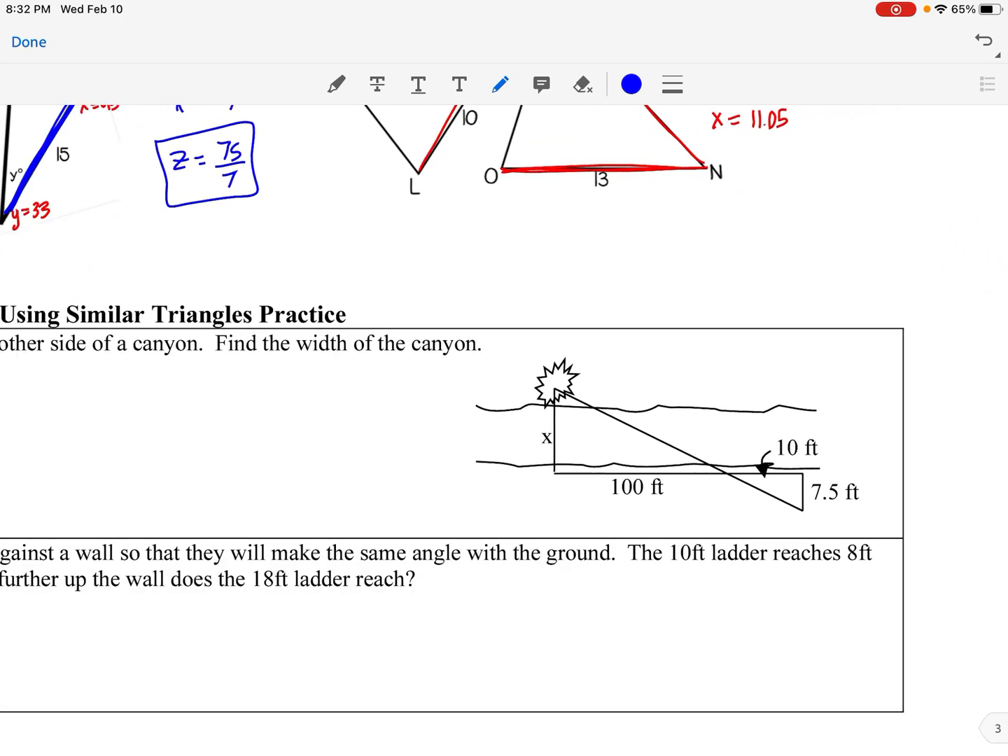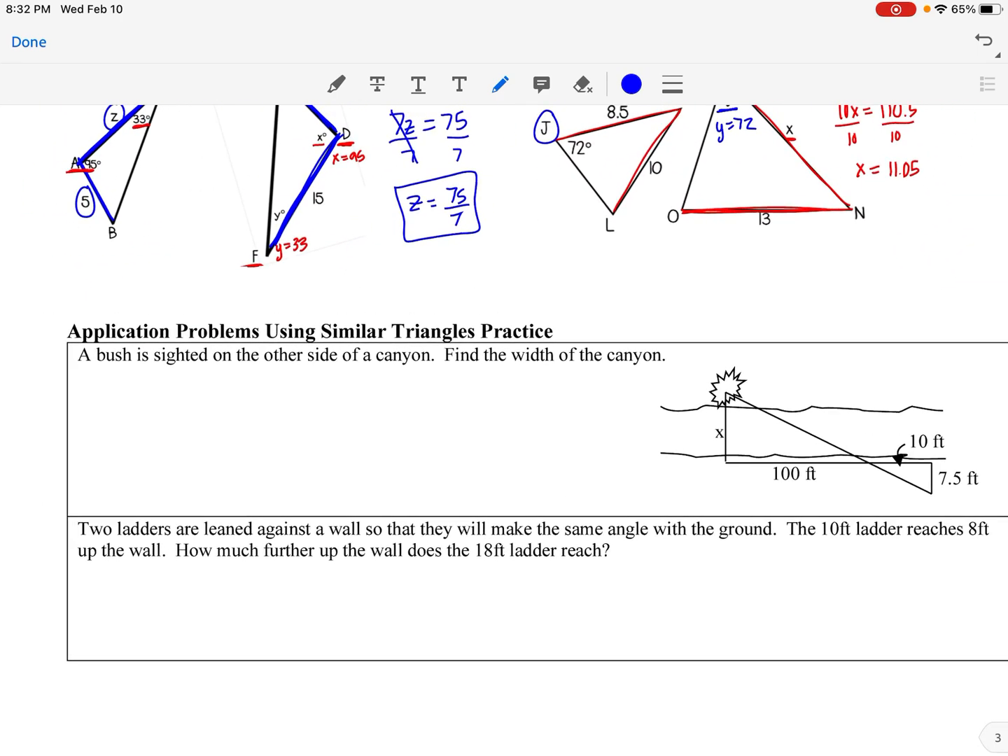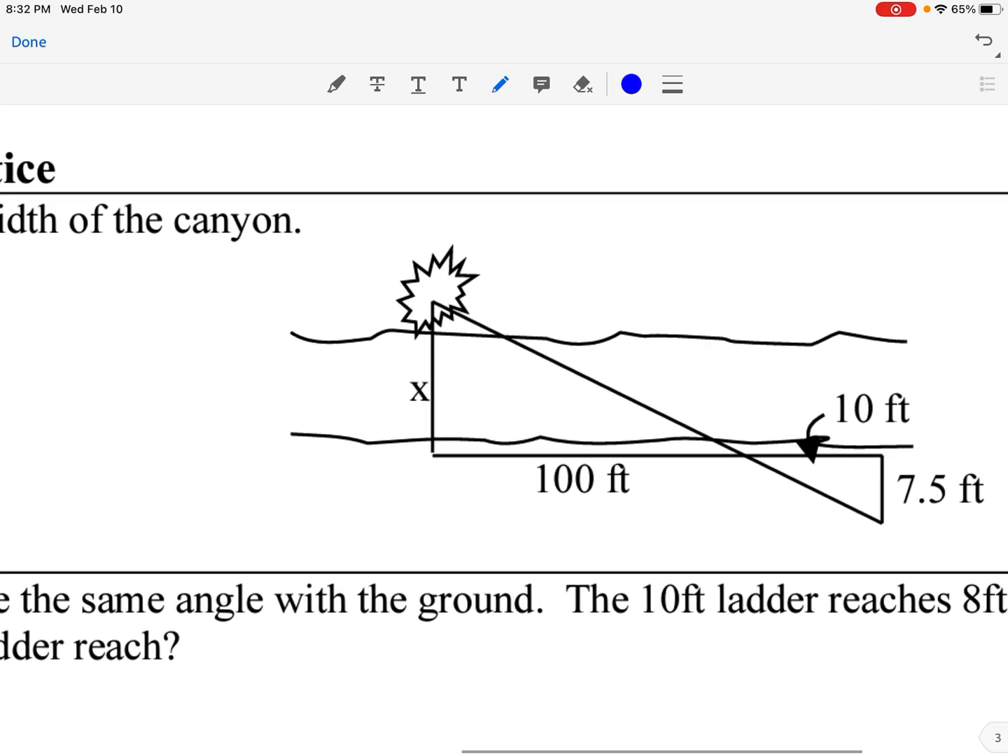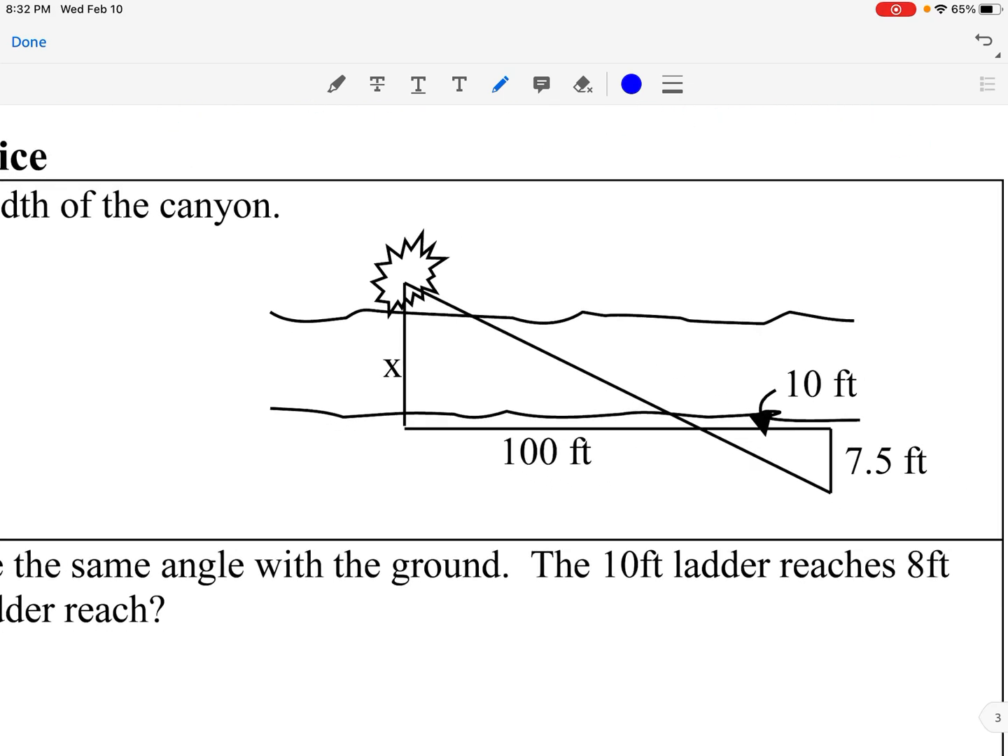And we're going to do basically the same thing with these triangles down here. It's just going to be word problems. And this one has a picture for us already, but we're trying to find the width of a canyon. This is a canyon here. And this is a bush that's on the other side of the canyon. So we're going to see if we can use our measurements to figure out how wide the canyon is without actually having to go onto the other side of the canyon. So we have our small triangle here, which is kind of a flipped upside down version of this triangle here. So they are similar to each other.